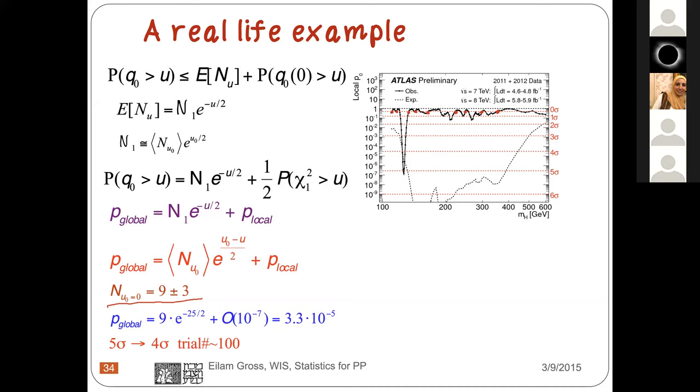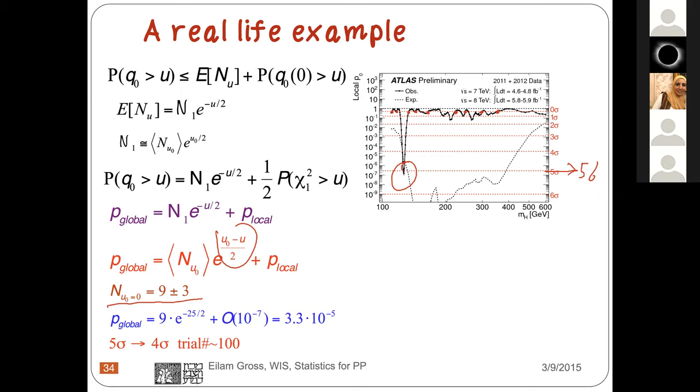So P global will be 9 up-crossings times e to the minus... Now, this is 5 sigma. The p-value corresponding to 5 sigma is 10 to the minus 7. So it's e to the minus (25 minus 0) over 2, so e to the minus 25 over 2, plus the local significance of 10 to the minus 7. This turns out to be 3.3 times 10 to the minus 5, which corresponds to something like 4 sigma. So the look-elsewhere effect reduces the discovery significance of the Higgs from 5 sigma to 4 sigma with a trial number of 100.